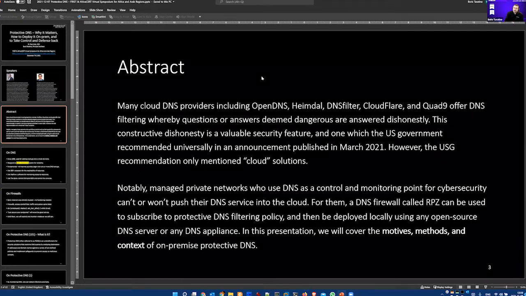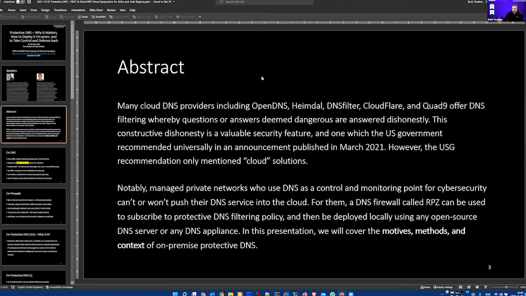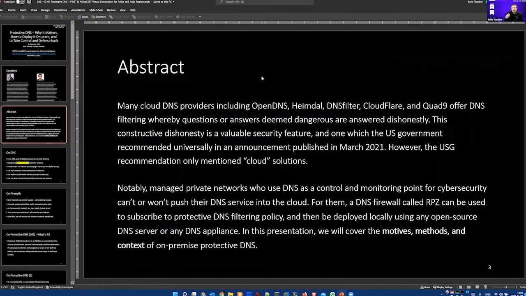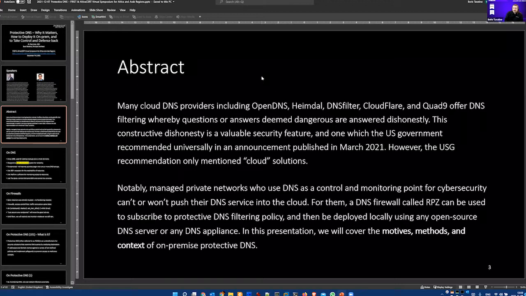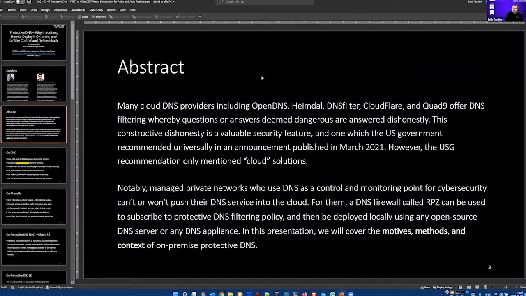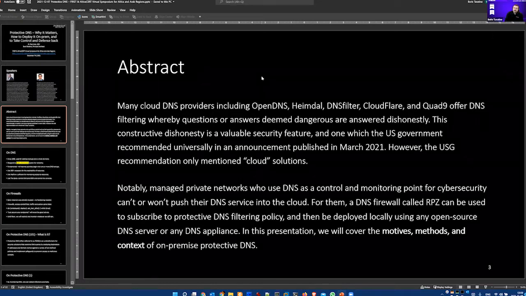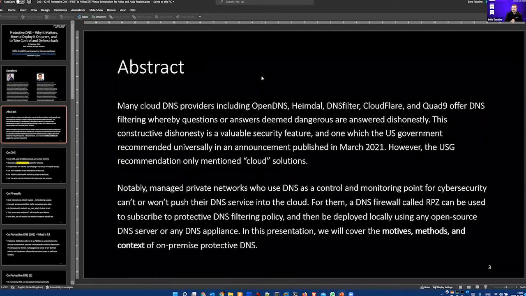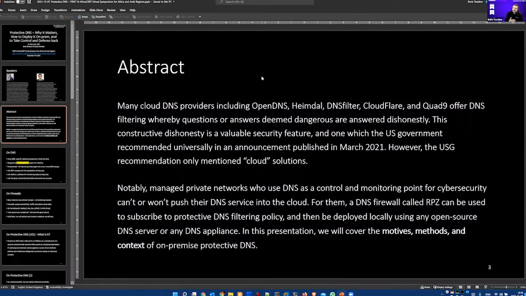And it was done on purpose, because if something is not desirable, whatever the policy is, perhaps it is good for you and for your constituency not to go there, because a lot of harm we know comes from the internet. It comes to the point that in the US, for example, earlier this year in March, there was a directive from President Biden, as well as from different cyber defense bodies, which encouraged businesses and the public to use what they dubbed protective DNS. Interestingly enough, they only mentioned cloud-based solutions.